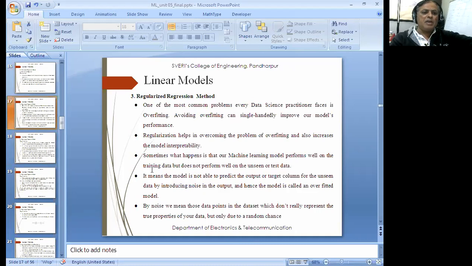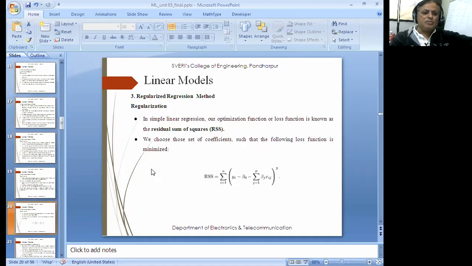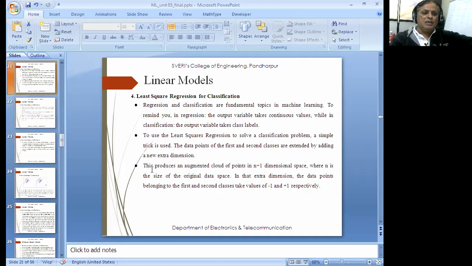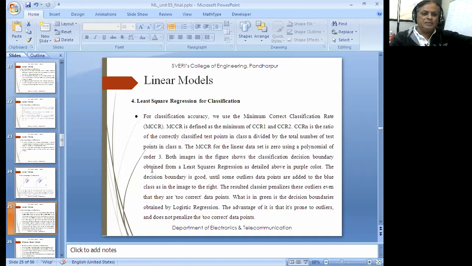Then we have seen some of the advantages as well as some of the disadvantages of multivariate regression. Then we have seen regularized regression methods, the concept of regularization, and the residual sum of squares under regularization techniques. Then the fourth one, least square regression for classification. We have seen two plots using two techniques: one is the least square technique, and the other is the logistic regression technique.